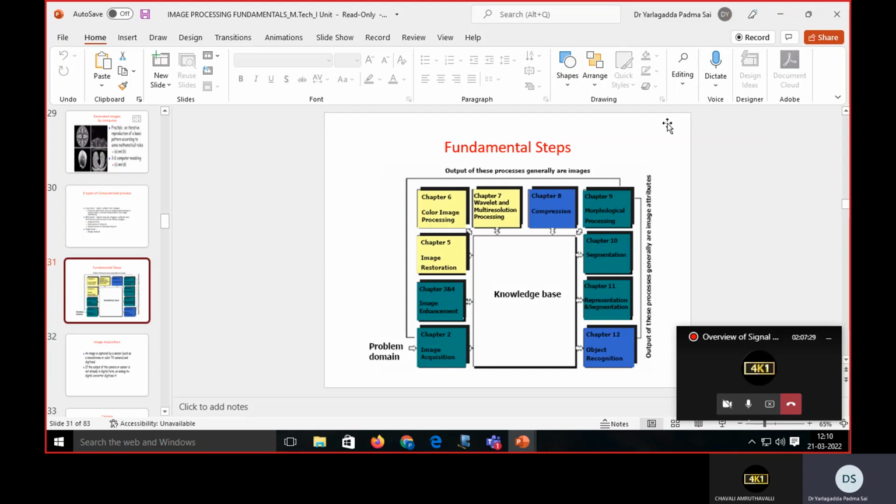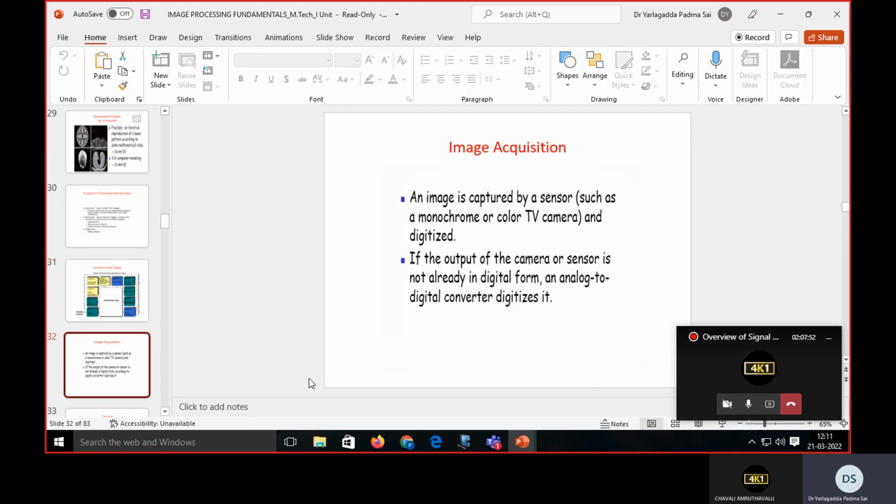We have various compression techniques, and I also briefly mentioned segmentation. After segmenting, you have some representation schemes. You have to represent your segmented object, and afterwards it has to be recognized. This is the entire image processing.